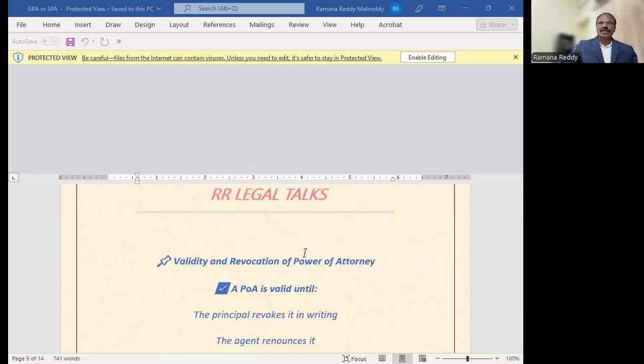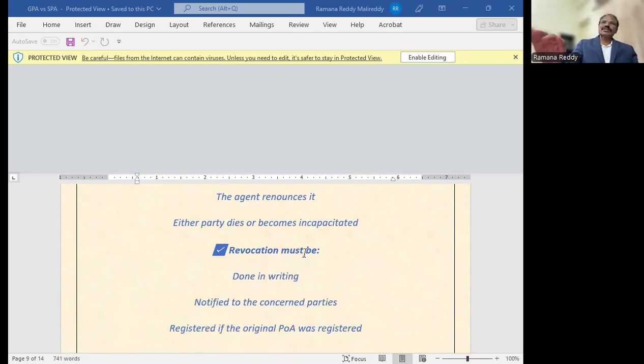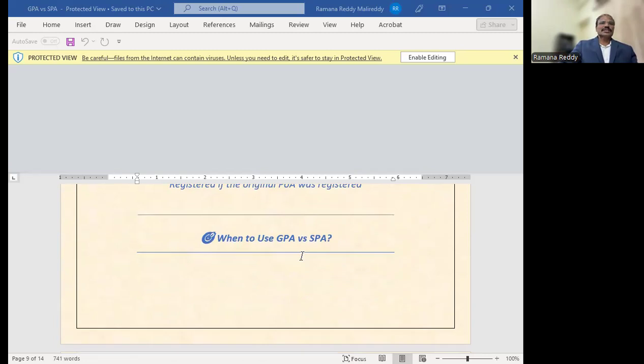And we also talk about validity and revocation of power of attorney. A POA is valid until the principal revokes it in writing, the agent renounces it, or either party dies or becomes incapacitated. It's very clear, simple language. Revocation must be done in writing and notified to the concerned parties. If the original POA was registered, the revocation shall also be registered.